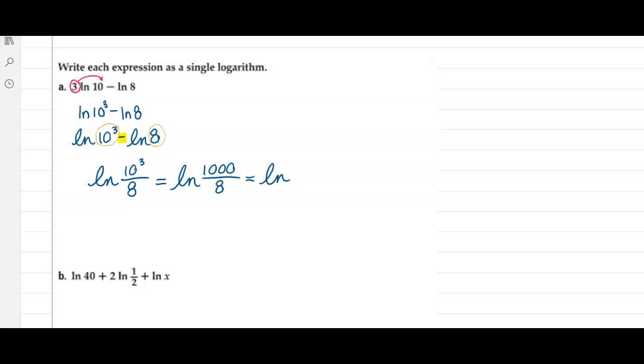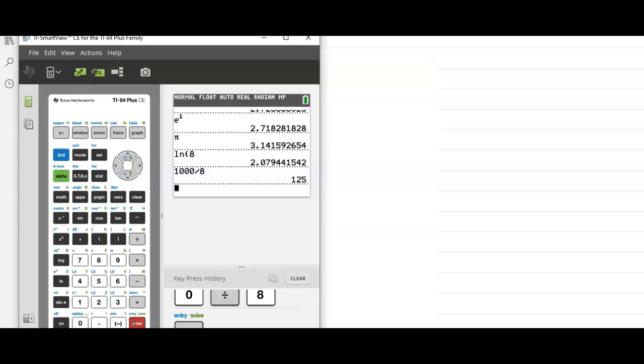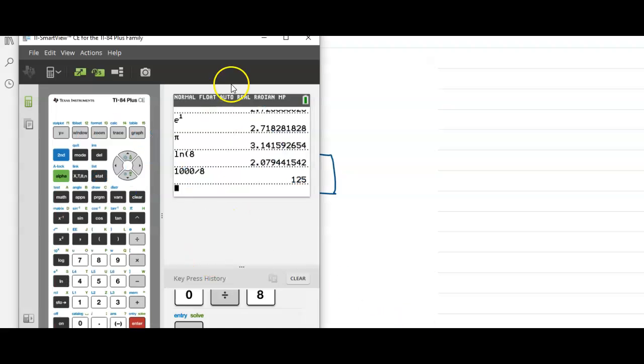And finally, let's use our calculator. What's 1,000 divided by 8? 125. This is my final answer. That is much simpler than what I started with. However, if I type that on my calculator, you'll see that it's the same thing.